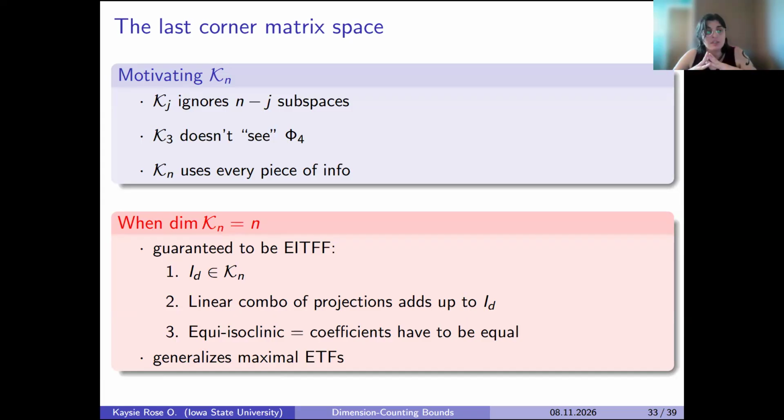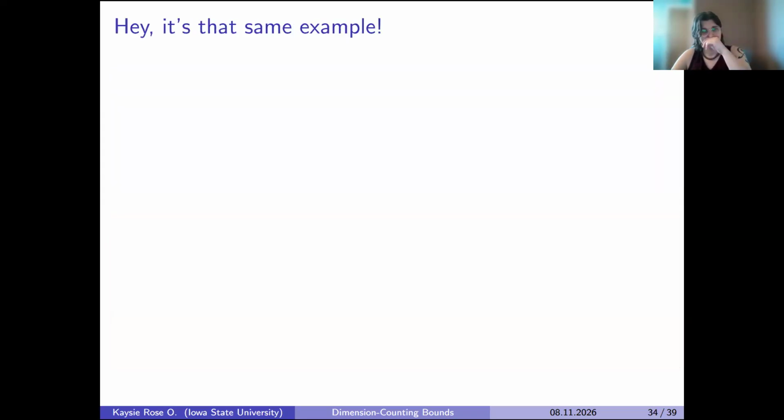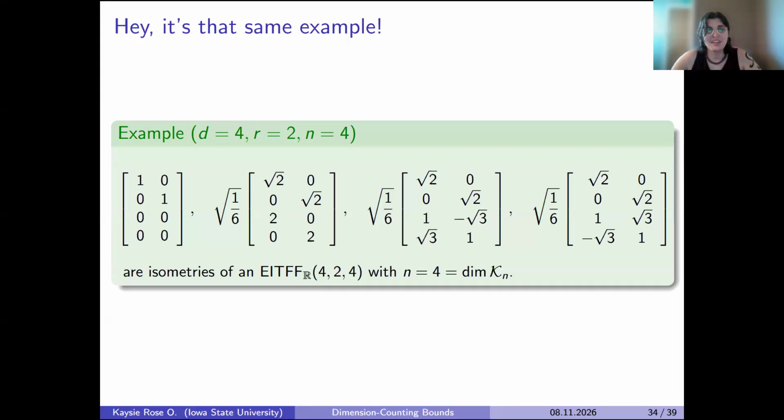generalizes maximal ETFs in a potentially interesting way. We're going to drum up some examples where this happens. This is the same example that we've seen about 4 times. And it turns out this is the smallest, nicest example of dim Kn equals n. This is an eITFF 424 with n equals 4 equals the dimension of K4. So this is automatically an eITFF, and it's an interesting class of things. We want to do a little better than that.